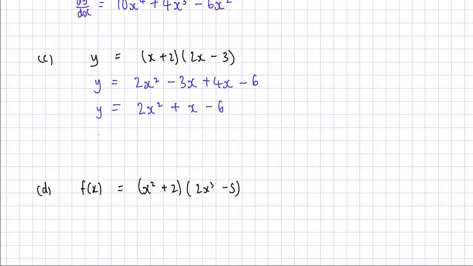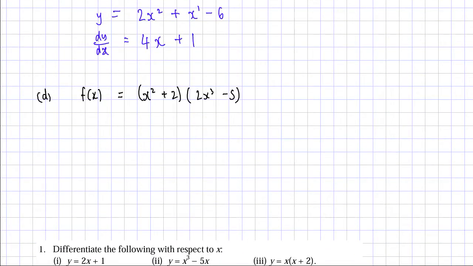Now I can differentiate it, so 2 will come down, so I'm going to have dy over dx. dy over dx is equal to 4x, because if I take away 1 from the power here, I'm just going to get x to the power of 1. Here, this is actually x to the power of 1, so the 1 will come down, and then if I take away 1 from this power, I'm going to get x to the power of 0, which is equal to 1. So 1 times 1, which is 1, so I'm going to get plus 1 here.